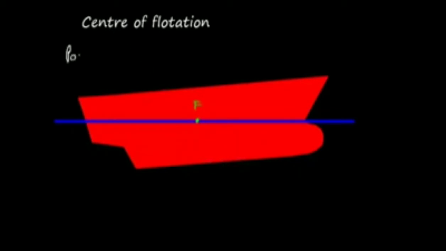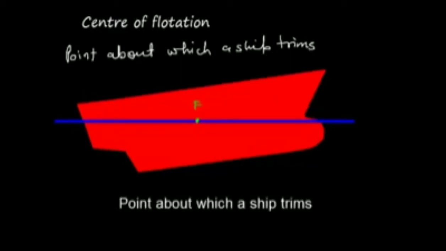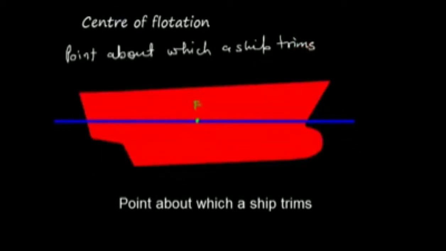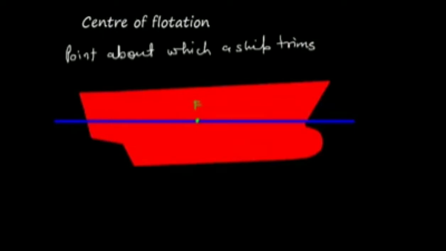Let me write. This is the point about which a ship trims. Well, this is a sort of pivot point and the ship is going to trim about this point. Ship is going to pivot about this point like this.